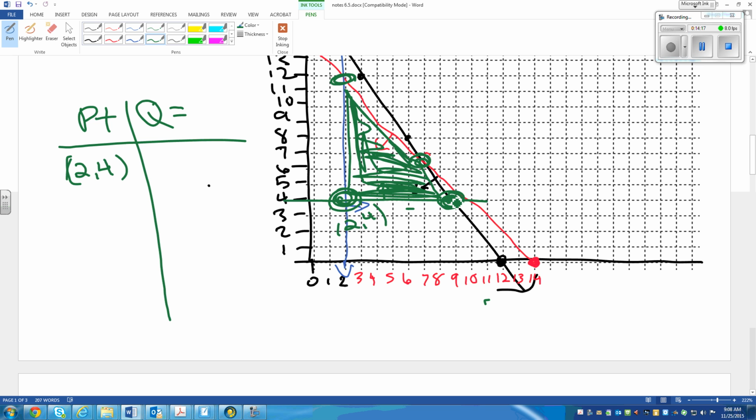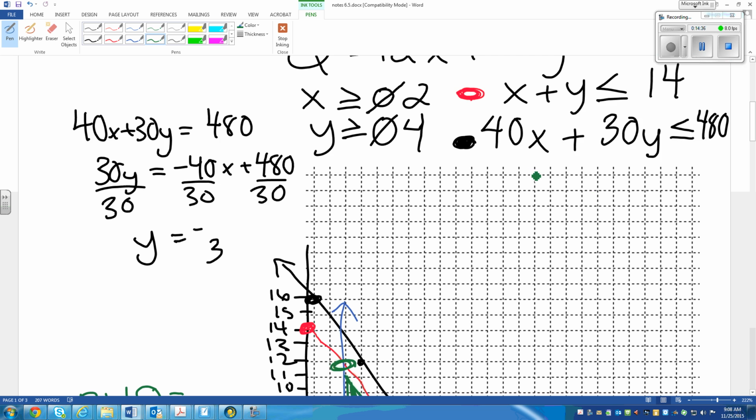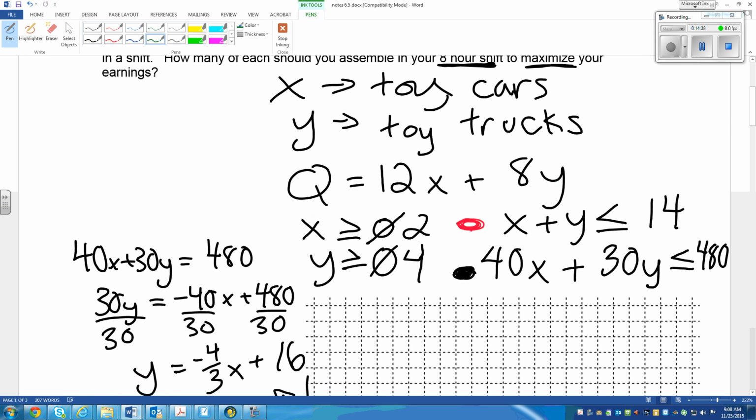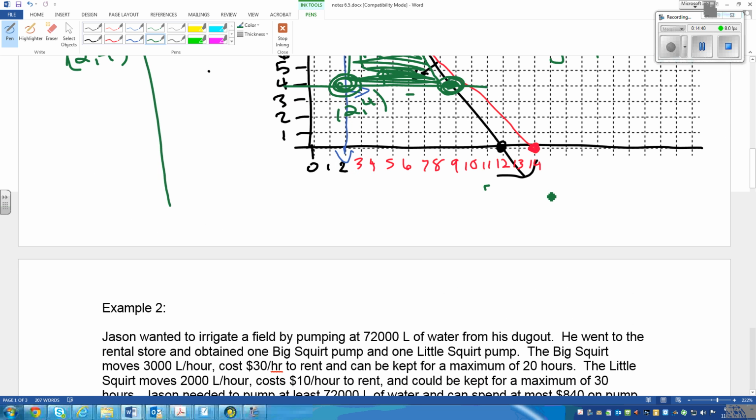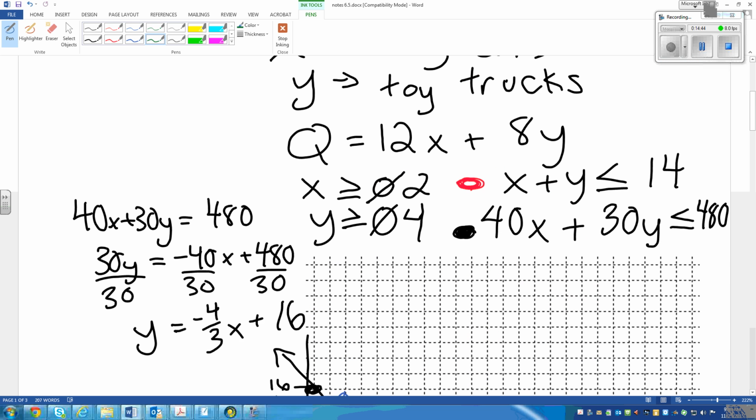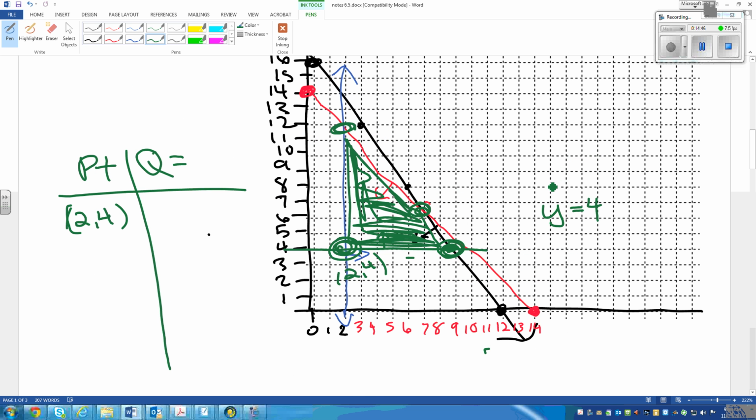What about this next one over here, this point right here? Well, it's between the green and the black line. The green line is y equals 4, right? And what's that black line? That black line is an equation, right? It's the original equation that says 40x plus 30y is equal to 480, okay? 40x plus 30y.